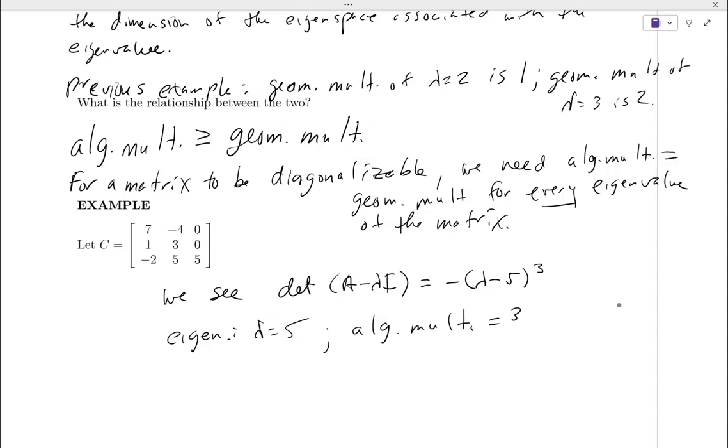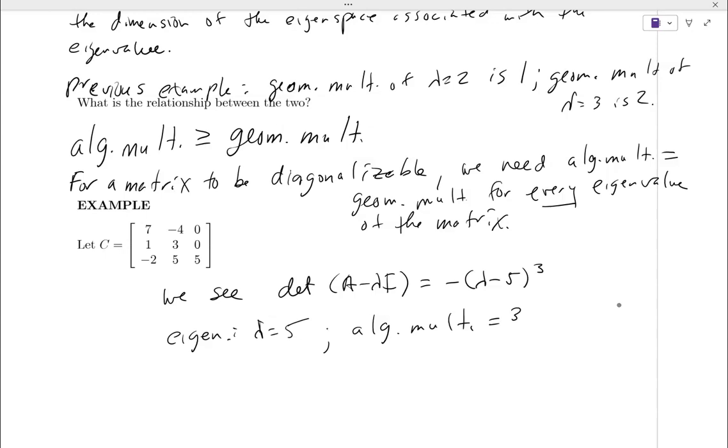Remember, when we count the multiplicities, all the algebraic multiplicities are going to have to equal the dimension of our matrix. The characteristic equation can only have 3 roots, counting all the multiplicities. So we've counted all 3 roots already. The roots are 5, 5, and 5.